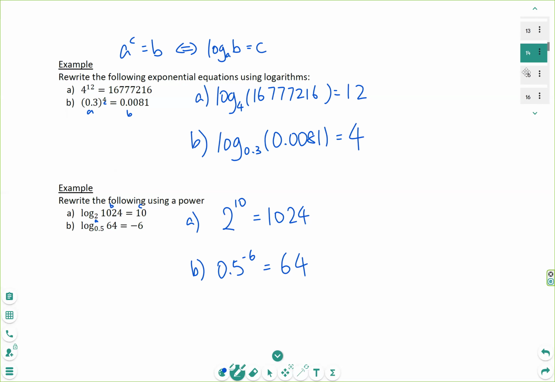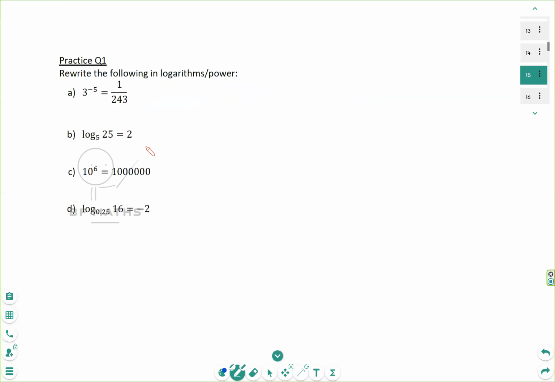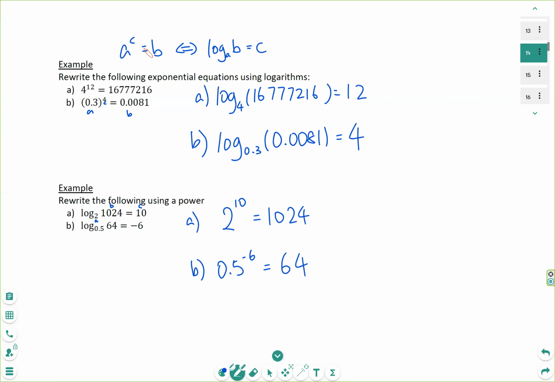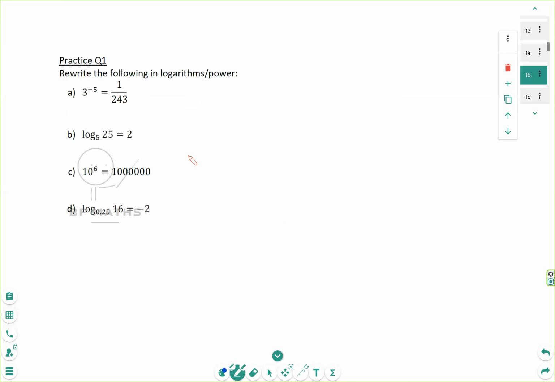And that's it. So your turn. Pause the video, have a go rewriting them, using either side of the logarithms. If you're given the left side, write the right side. If you're given the right side, write the left side. When you're ready for the answer, you can press play.